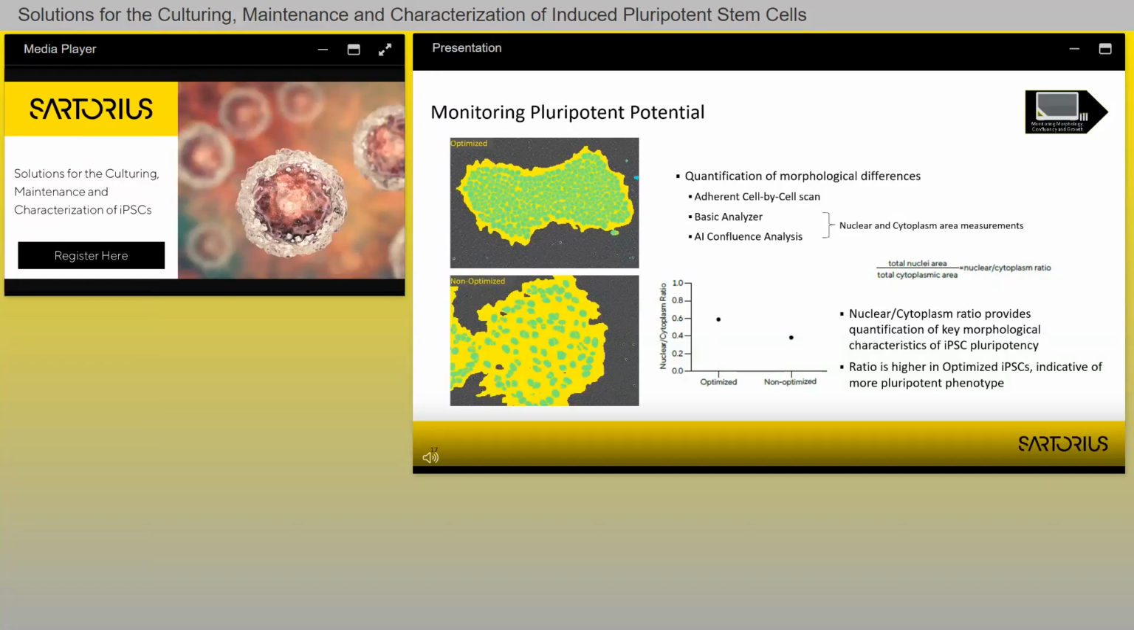It's very clear in the images, but from the graph you can see that the ratio is higher in the optimized iPSCs, which is indicative of a more pluripotent phenotype, where the iPSC colonies are much more densely packed with many more nuclei wedged into a smaller area than in the non-optimized, where the cells are much more spread out and the nuclei have a lot more space between them because the cells themselves have spread out over the plate.